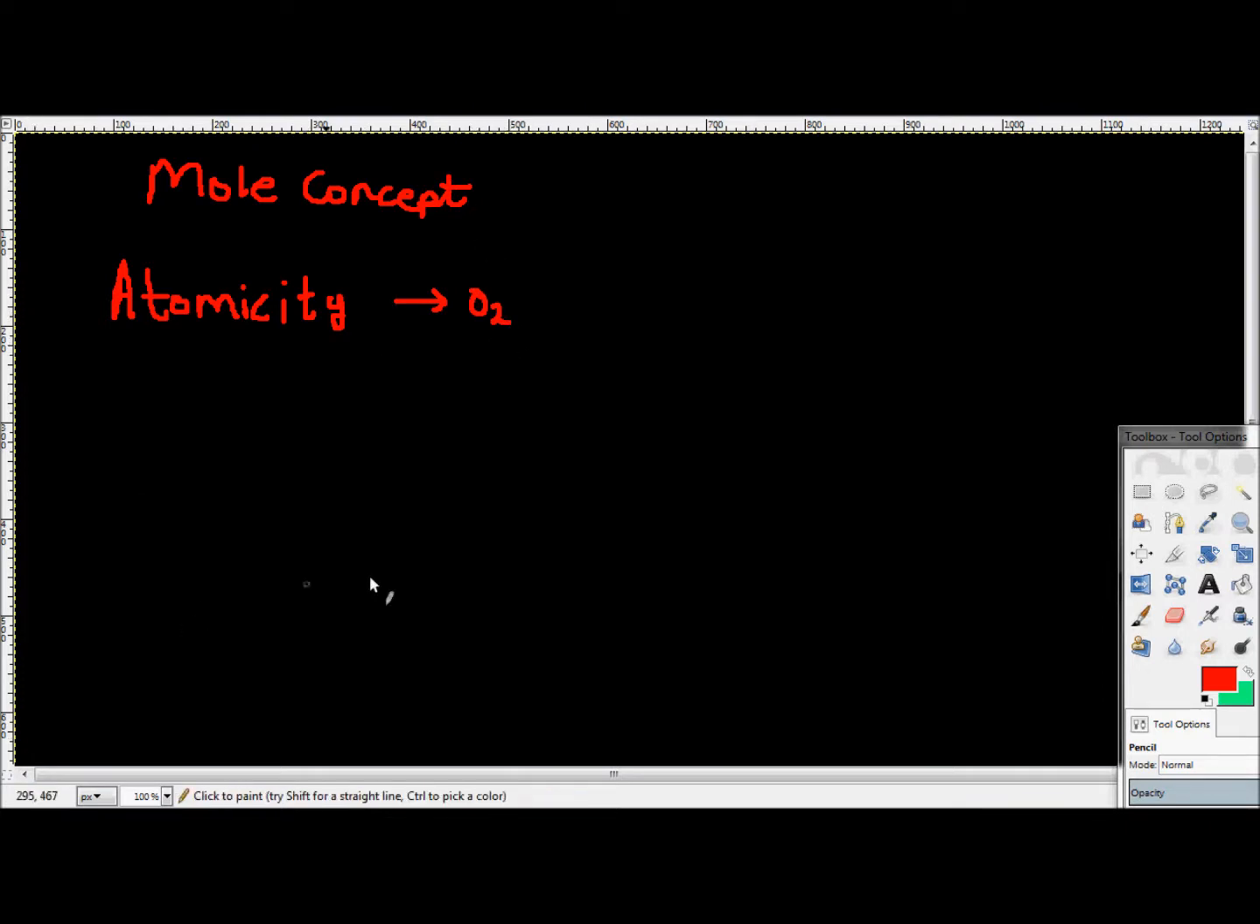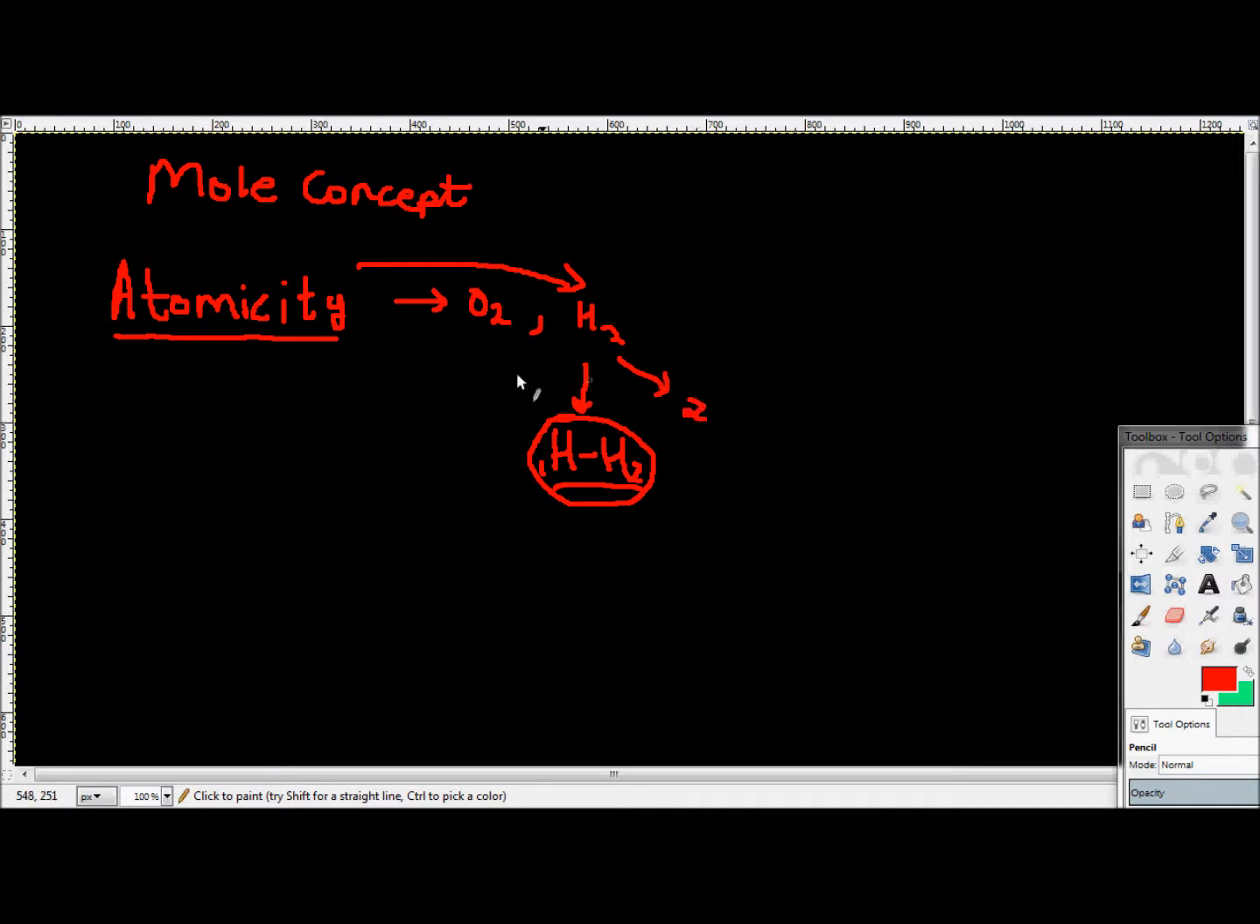Now we can also take the example of H2. Under bonding, you would have come across the bond formation of H2. It would be a covalent bond, something like this. So as you can see, its atomicity of H would basically be how many atoms of H make up this molecule. So it's clear here, there's 1 and there's 2. So the atomicity of H2 is 2. Similarly, it's also 2 for oxygen over here.